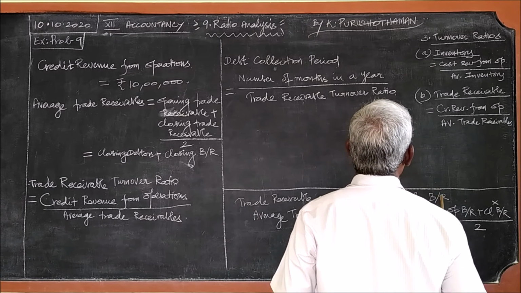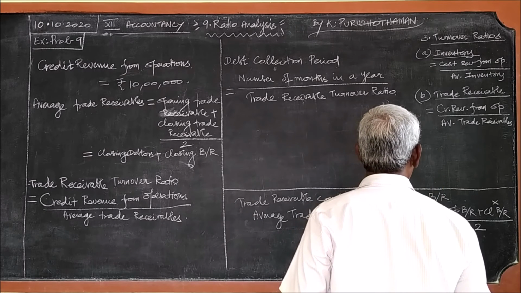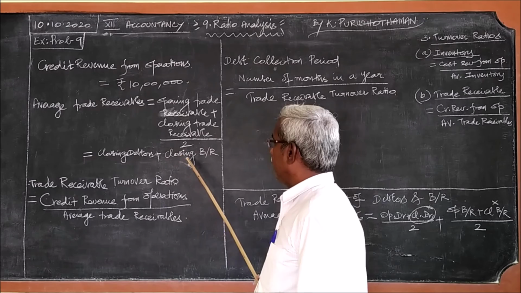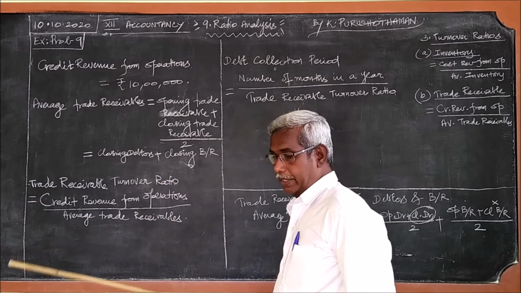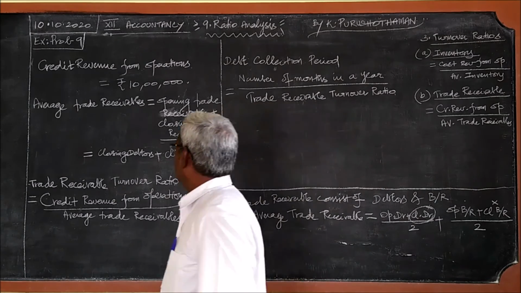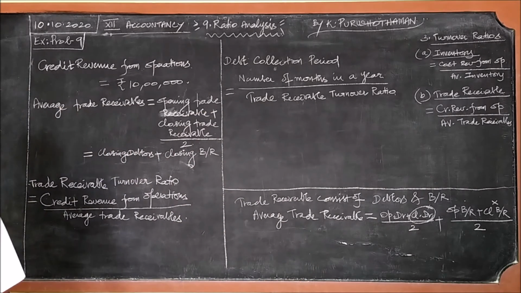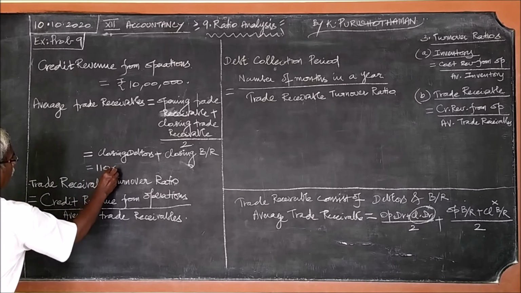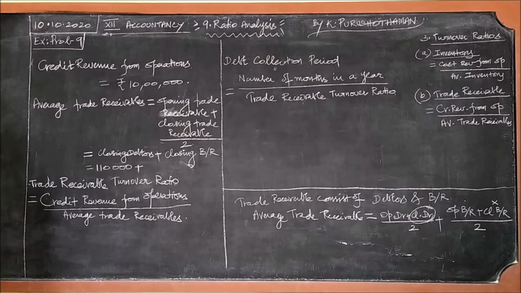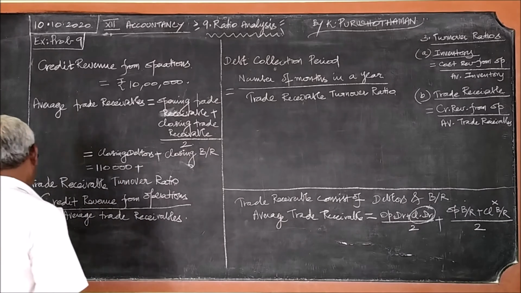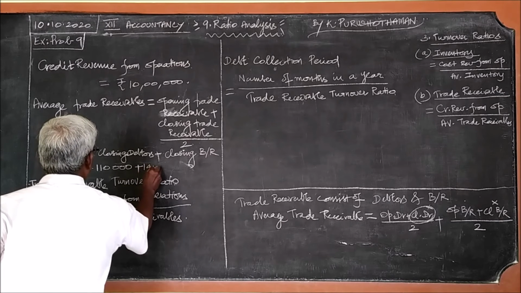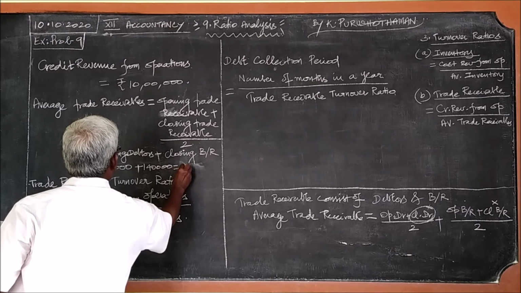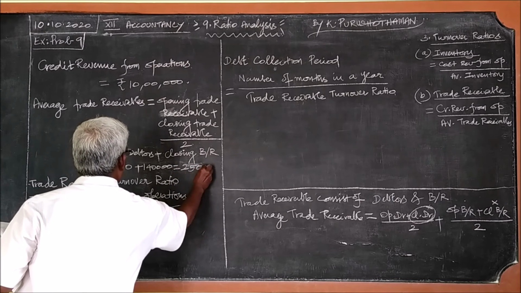Therefore, we should take the closing debtor at the end of the year and the closing bills receivable at the end of the year. Only those 2 items we should take. We need not divide it. It is an important idea. So debtors 1,10,000 plus closing bills receivable at the end of the year 1,40,000, which totally is 2,50,000.